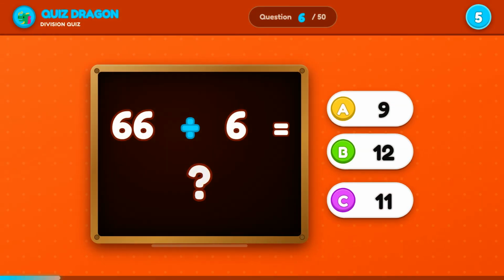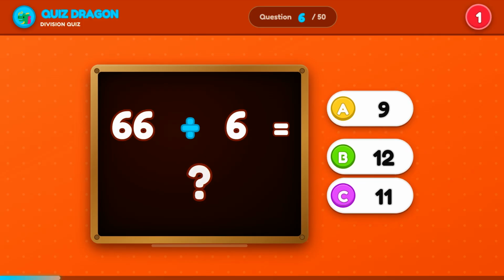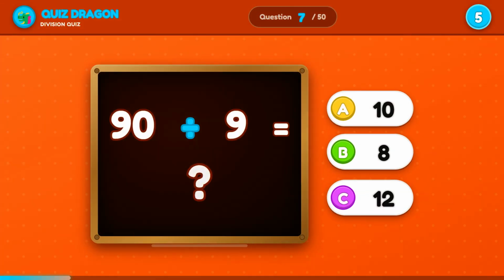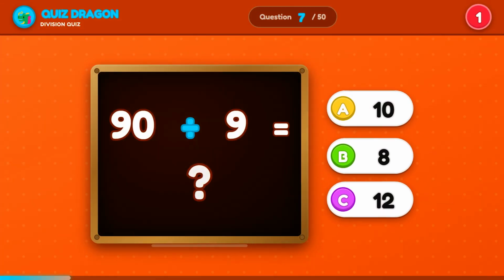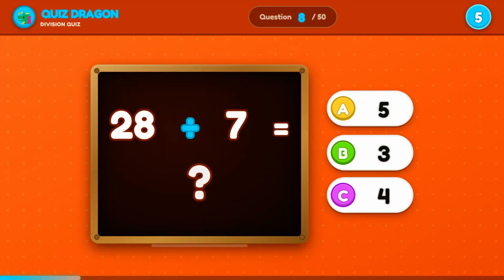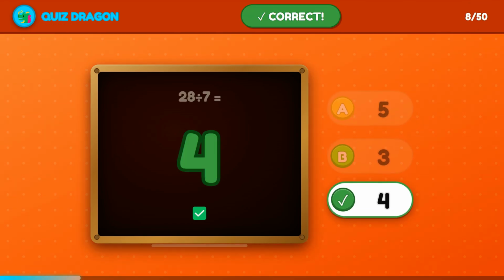Question 6. What is 66 divided by 6? The correct answer is C, 11. Question 7. What is 90 divided by 9? The correct answer is A, 10. Question 8. What is 28 divided by 7? The correct answer is C, 4.